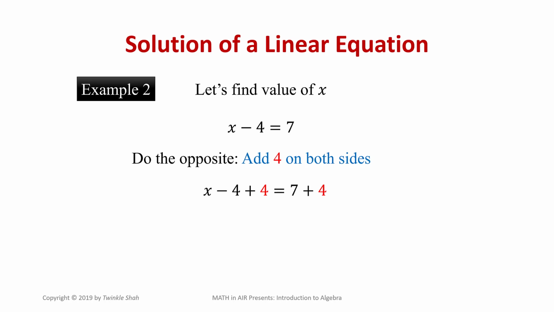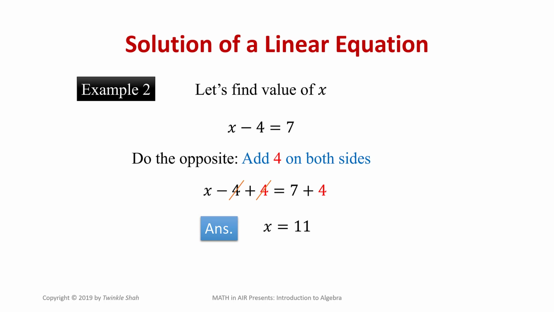Let's simplify the expression on the left. Here positive 4 and negative 4 cancel out each other. And now simplify the expression on the right. 7 plus 4 is equal to 11. Therefore, x is equal to 11.